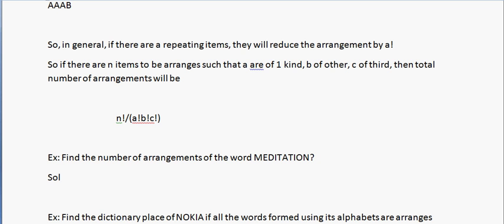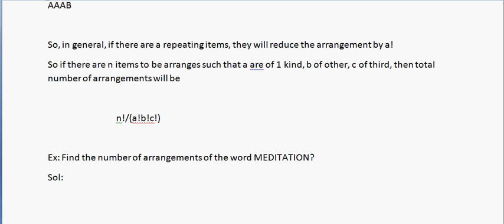I hope that you have done it and you have done it correctly. So there are 10 letters, which means 10 factorial. T is repeating twice, which is 2 factorial. E is single, M is single, D is single, I is again repeating twice. So this would be an answer, right?